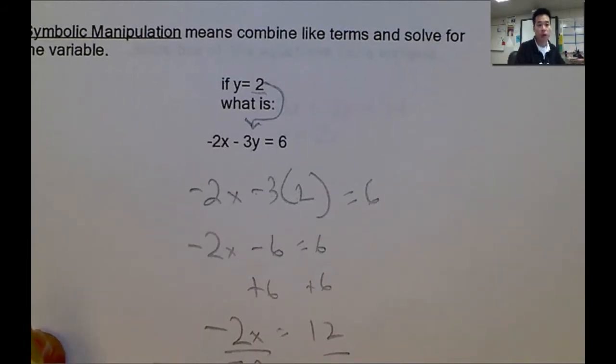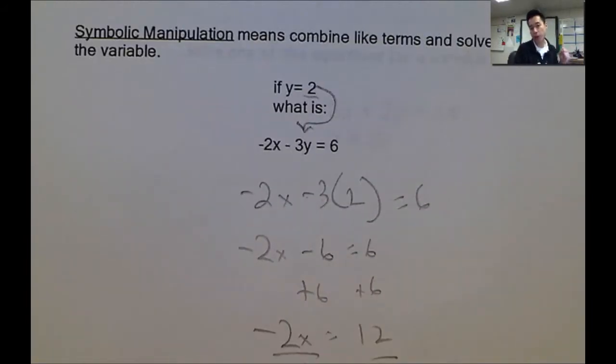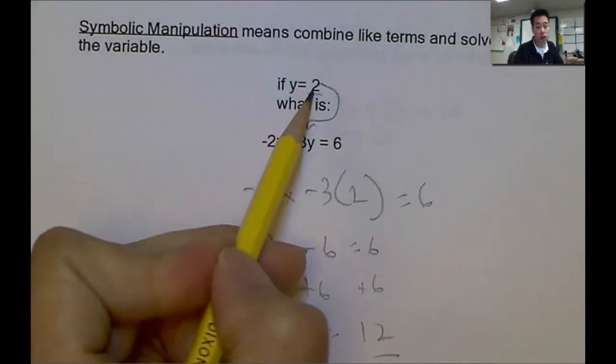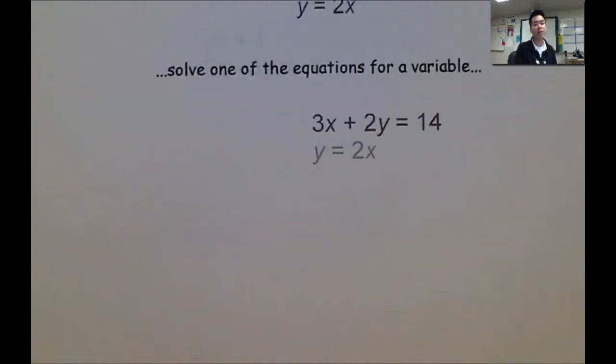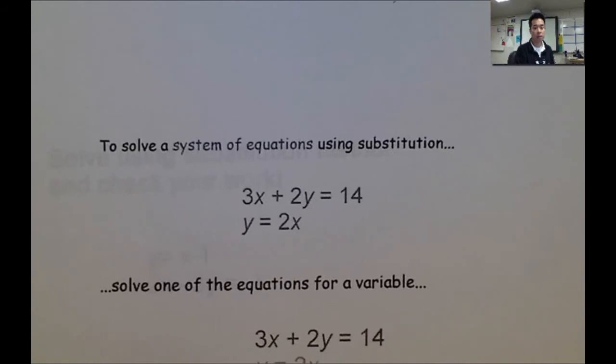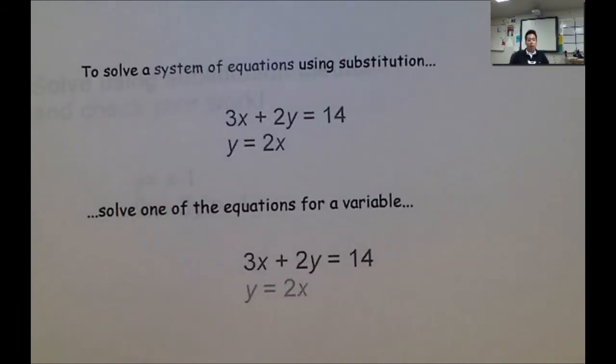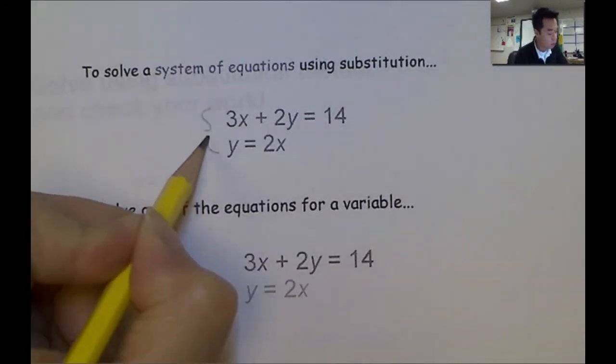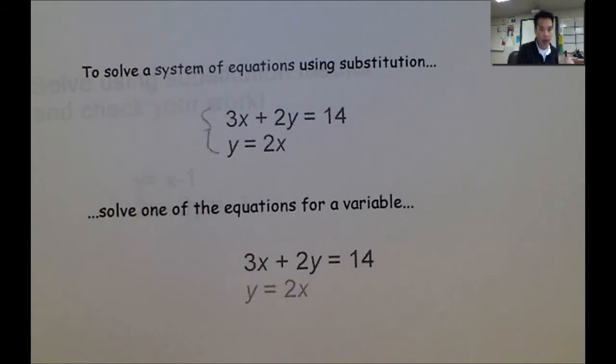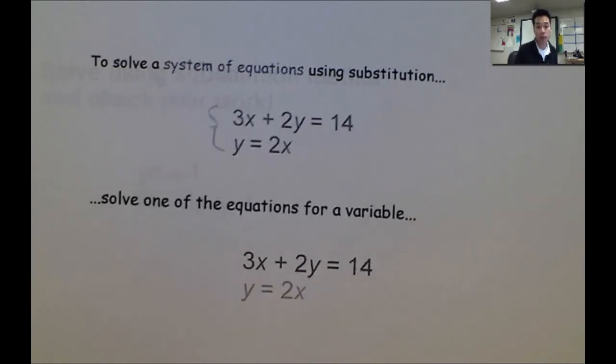Okay? So it's the same thing today with the substitution method. Instead of having just a number, though, you're going to have something that looks like this. To solve a system of equations using substitution, here's an example. 3x plus 2y is equal to 14, and y is equal to 2x. This could be viewed as a system. You can graph each of these, you can change this into standard form, do your calculator function, but that takes a while. So let's just solve it symbolically using algebra. Okay, we're not graphing today, we're going to do some math.